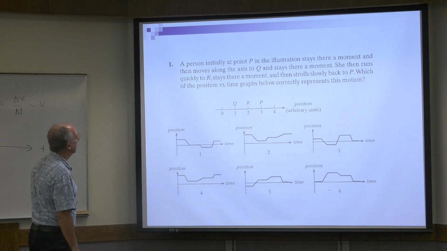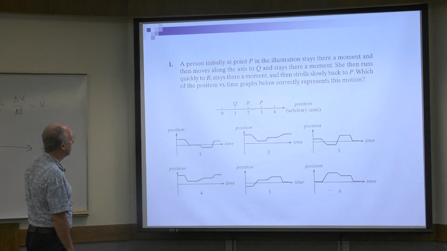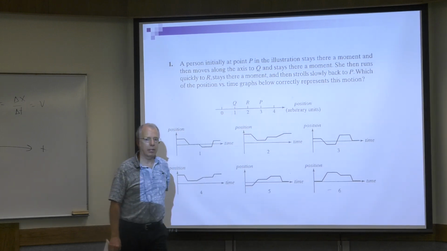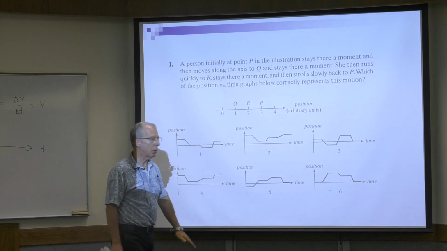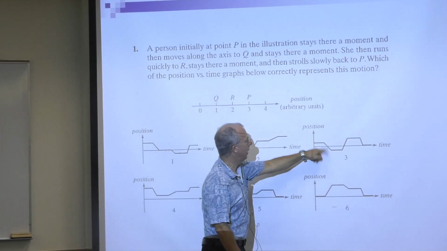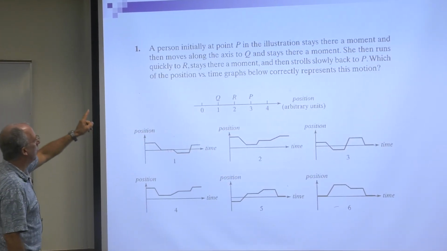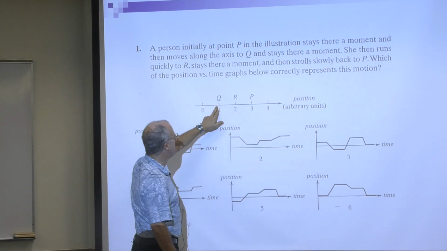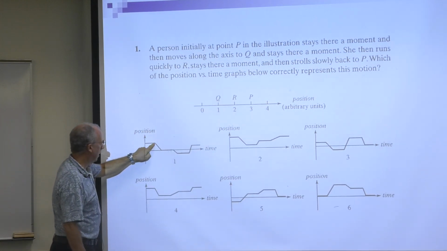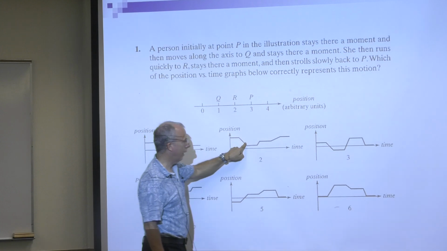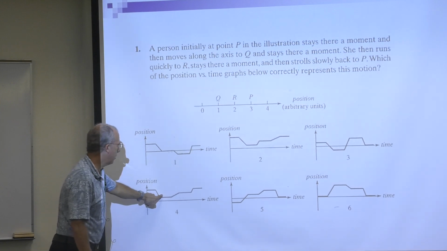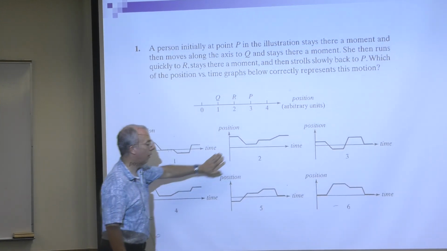And then we move along the axis to Q. So we start at P, then we go to Q. Well, that's in the negative direction. So that means that the velocity has to be negative, so the slope has to be negative. But we want to move from P to Q. Now notice Q is a positive location, right? It's at 1. Well, this goes to 0, so that's wrong. This is wrong because it goes to a negative position. This is okay. So it's either this one or this one.